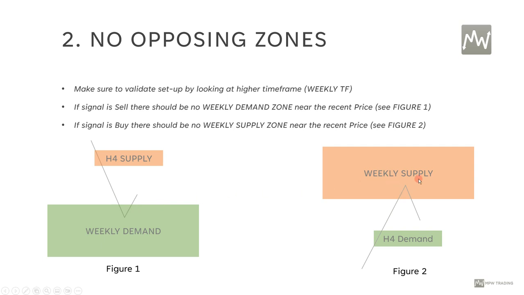So next, ito naman, let's say you want to buy, kaya lang yung recent price nandun na or malapit na dun sa weekly opposing zone, which is in this case supply zone. So pagka ganito, invalid yan, so hindi natin siya iti-trade.